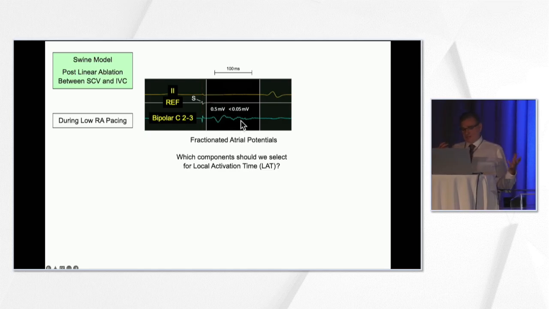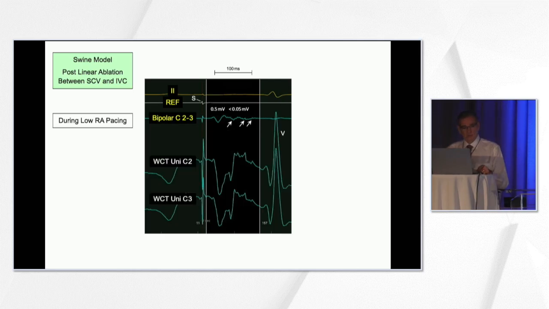And as I look at this, you say, well, which one of these is the local activation time? If I was looking at the bipolar electrogram saying which looks steepest, this is the one I would pick. Remember, we have to look at the unipolar electrograms, but I would start by looking at this one. I would think these two might also be candidates, but let's go ahead and add the unipolar electrograms.